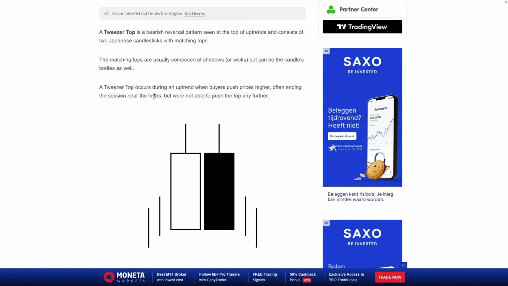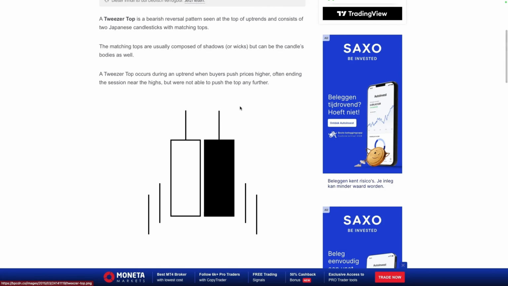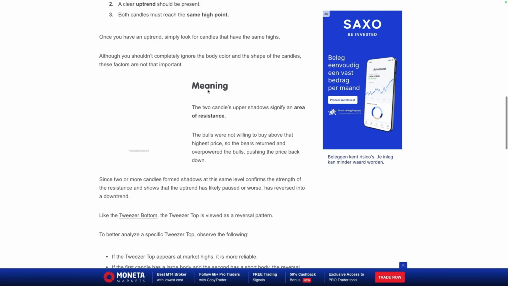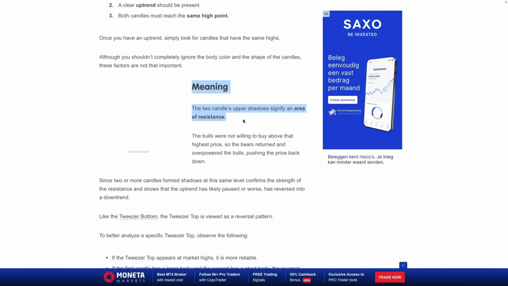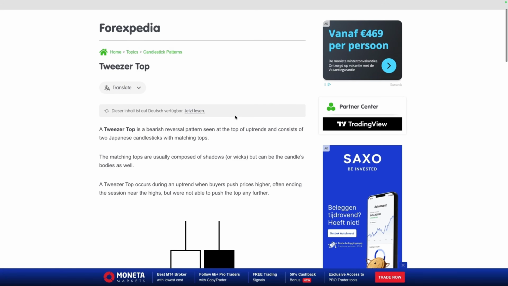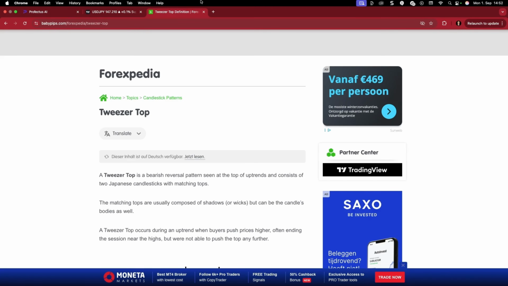A tweezer top occurs during an uptrend when buyers push prices higher, often ending the session near their highs, but were not able to push the top any further. Quickly to the meaning, well, it simply shows there's an area of resistance that is interesting for us to know, and then you can simply use it at your disposal whenever it makes sense for your trading strategy.